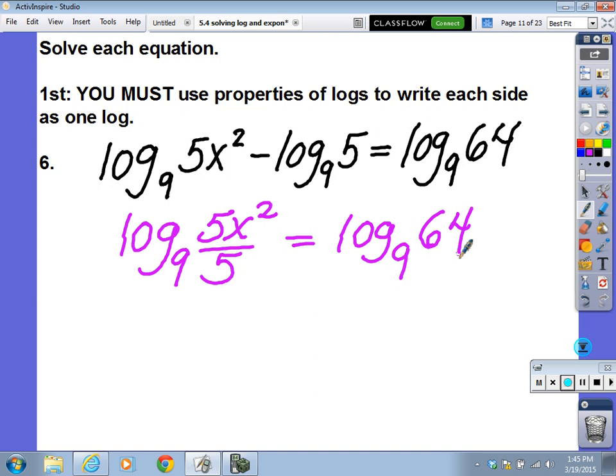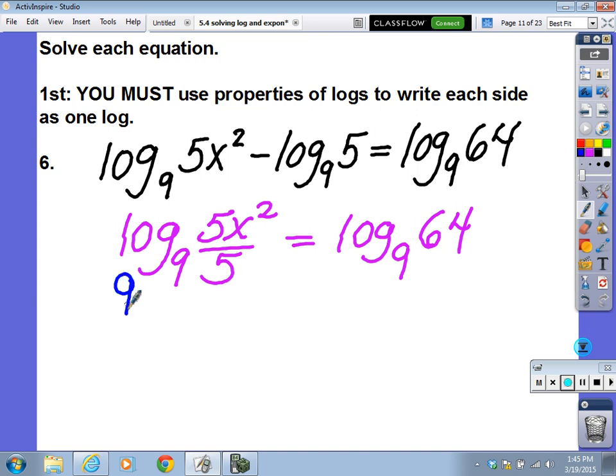Now we're trying to solve for x, right? That's what we're doing in all these equations. We're solving for x. So it's entrapped in log. So we're going to get rid of log. How do we undo log to the base 9? We take the base of 9. All right, so we take the base of 9.